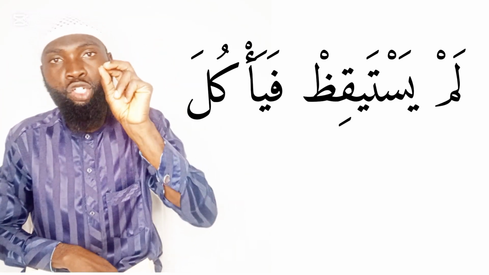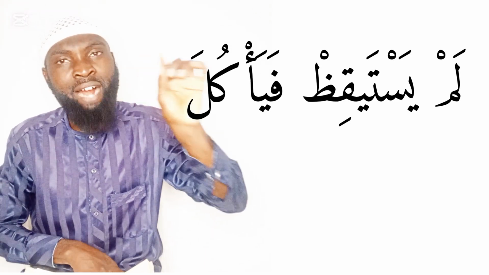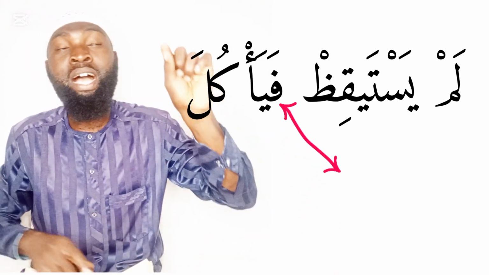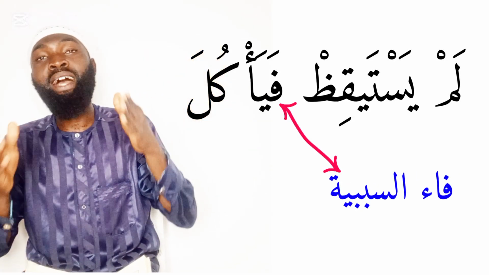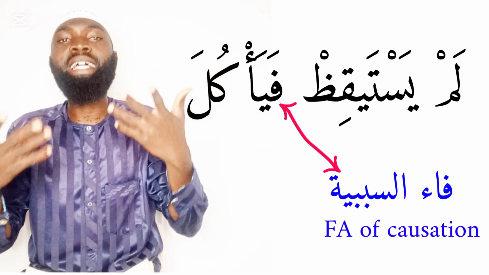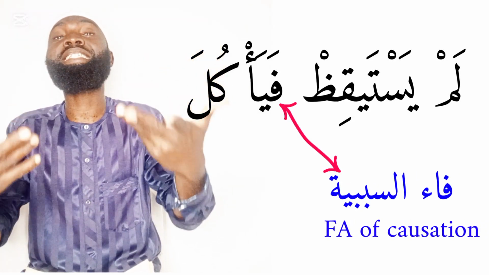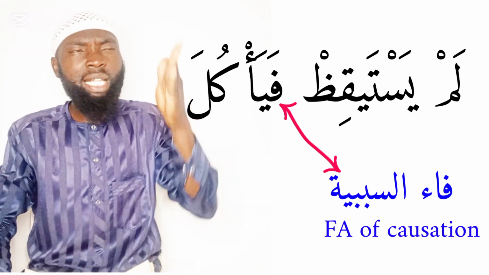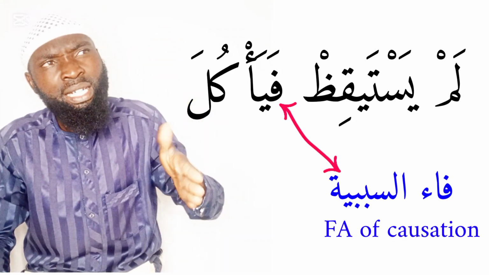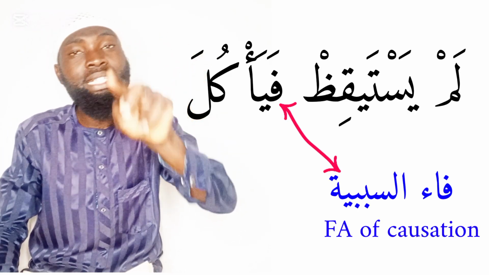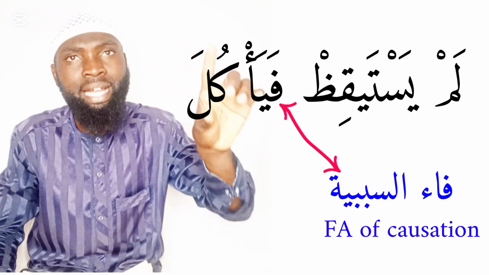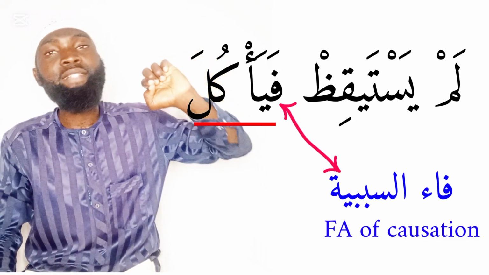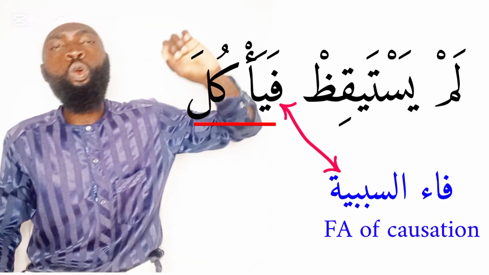And the word which shows this causation is the fa that is there. In Arabic, we call this fa al-sababiyya, the fa of causation, the causal fa, the fa of consequence, the reason why something happens. Now, if you look at this sentence, we need to point out two things. The first one is the fa there. We want to talk about that. And also the verb coming after the fa, which is yakula.